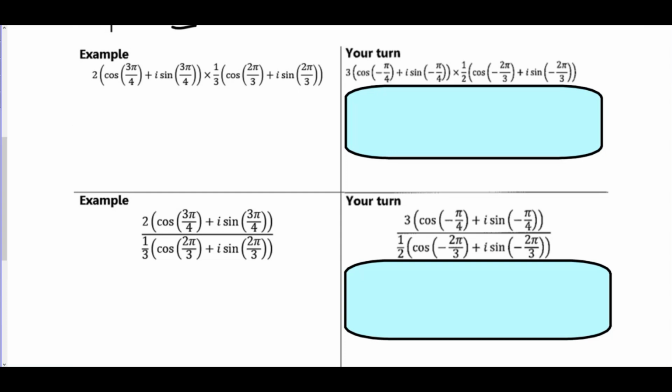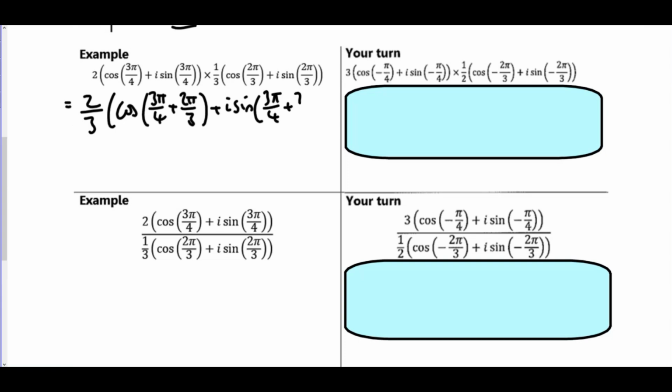So first off, this multiplication here, rather than expanding all this out, which I really don't want to do, or convert it into Cartesian form, which I don't want to do, I can use the results that we previously talked about. So multiplying complex numbers together means I'm allowed to multiply their moduli together, which is 2 and 1 over 3. And then for the arguments, I add their arguments together. So I've got 3 pi over 4 plus 2 pi over 3 plus i sine 3 pi over 4 plus 2 pi over 3. And then we can simplify this in here.